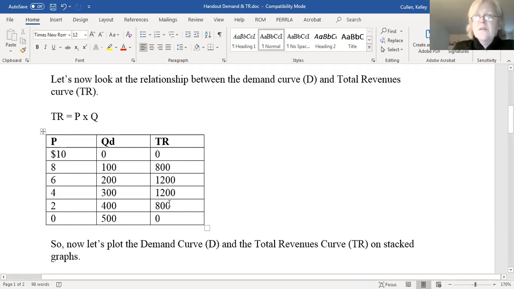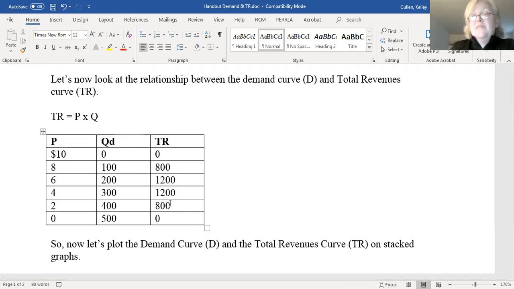Huh. In that case, you have to stop yourself and ask, is it worth it to lower the price from $6 to $4 to make 100 more burgers if I'm only going to bring in the same amount of money? Huh.